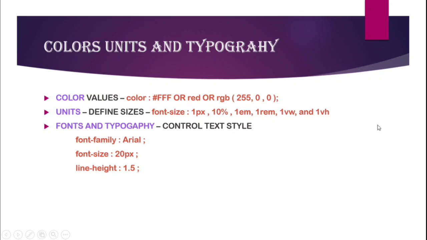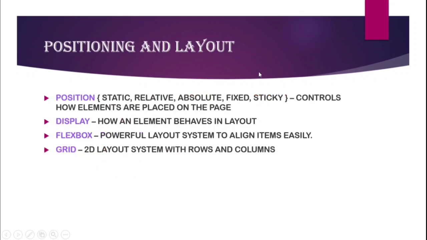Then we can go to the next one, that is positioning and layout. So position is nothing but how you want to position your elements, like you want to position the image that you have added to your website, or any box or blog post that you have created. Then you can use the static, relative, absolute, fixed, or sticky. These are the position values that you have here.